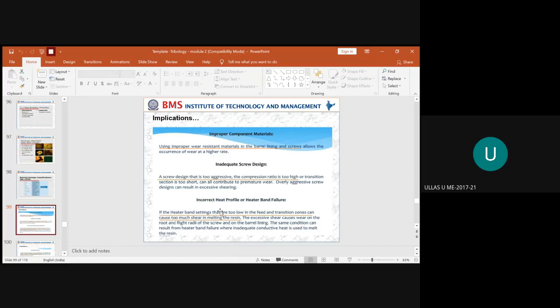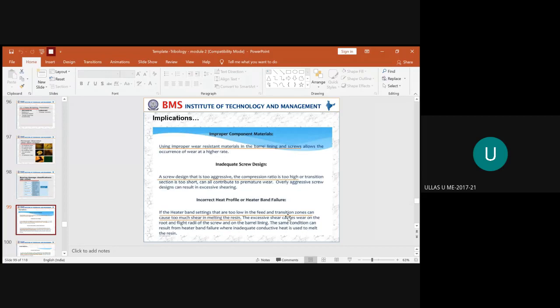And thirdly, if you are using any incorrect heat profile or heat band failure, then also it results in problems. Suppose you are using the heat band for some thermal applications, and the settings you have set are too low, lower than the transition zones. What do you mean by transition zones? It depends upon the material you have selected. So if you are going for a heat profile, obviously you are using that component at high temperatures.